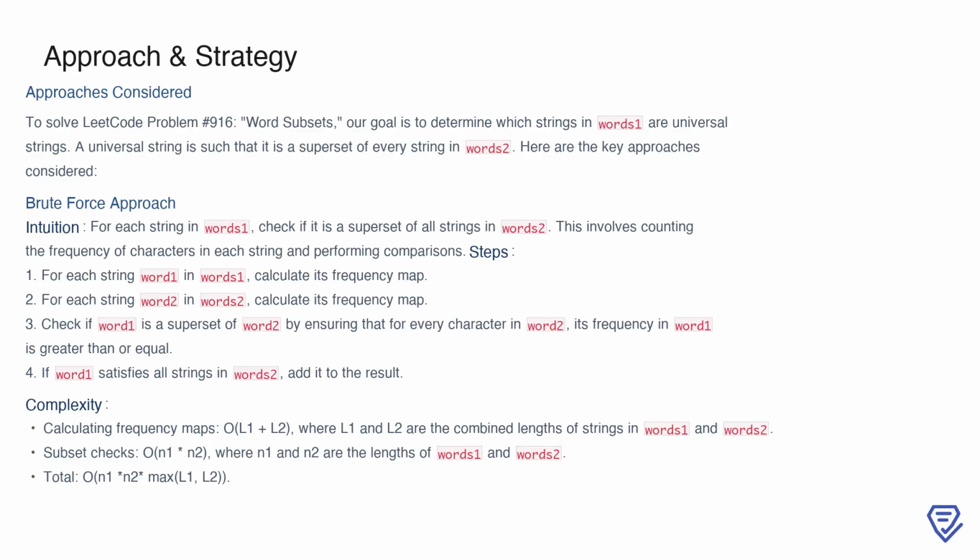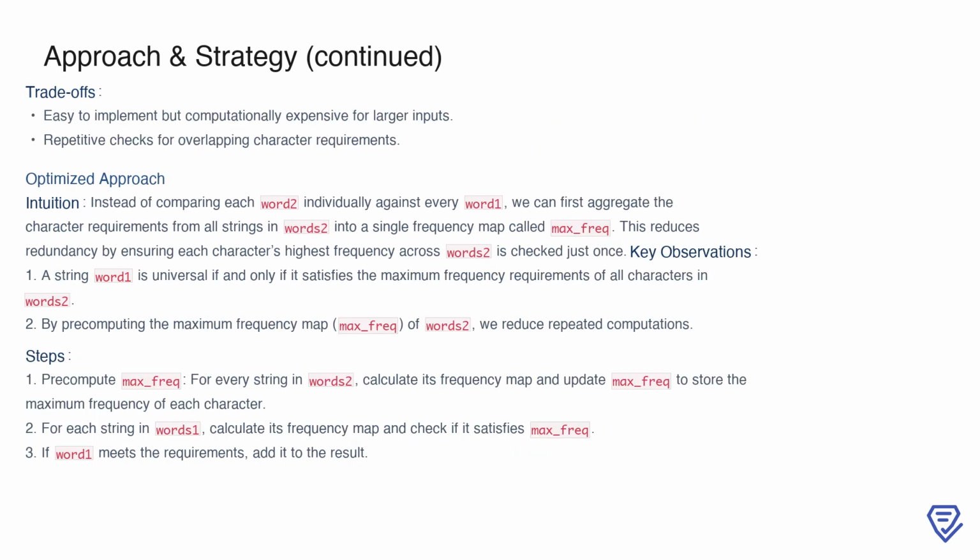The total time complexity ends up being proportional to the product of the sizes of words 1 and words 2, multiplied by the maximum string length, which is inefficient for larger inputs. While the brute force approach is simple to implement, it has notable drawbacks. One major issue is its inefficiency, as overlapping character requirements in words 2 lead to numerous redundant checks. To address this, we consider an optimized approach that builds on key observations about the problem.